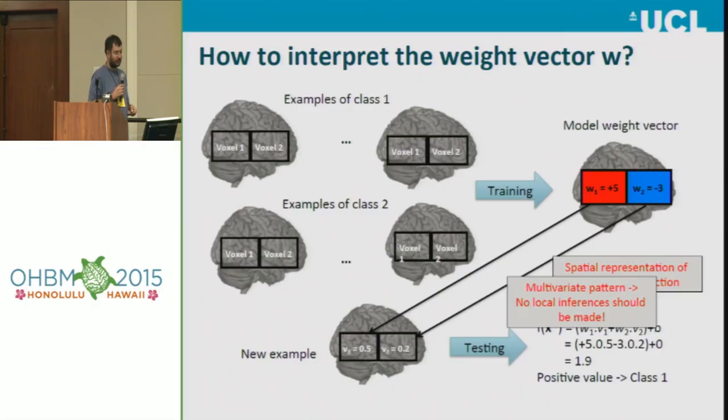An important point here is that in these multivariate models, the predictive function output is a function of all of the voxels or features that we're using. So it's quite dangerous to look at any one particular weight in any one particular part of the brain in isolation, because the predictive function depends on everything, the joint vote of all of the voxels altogether.